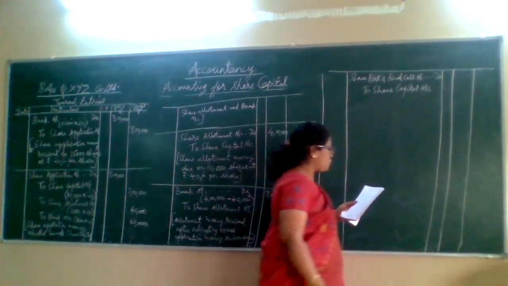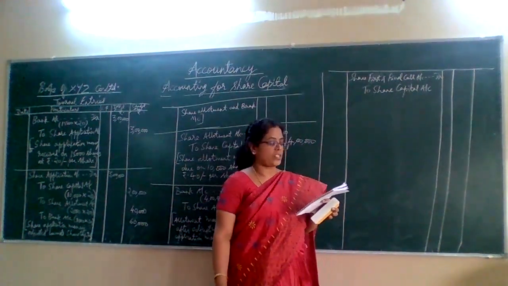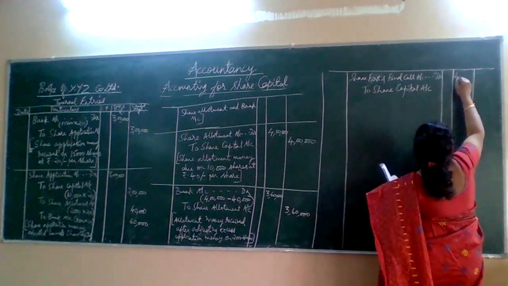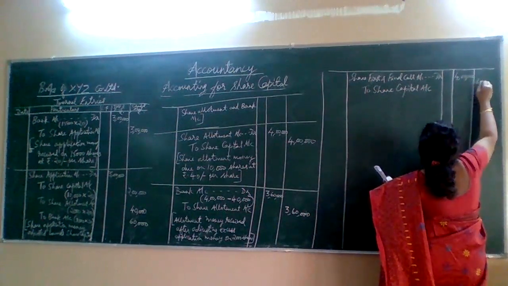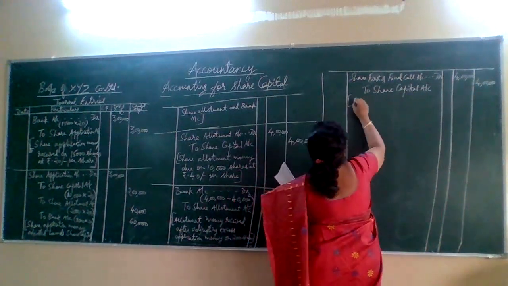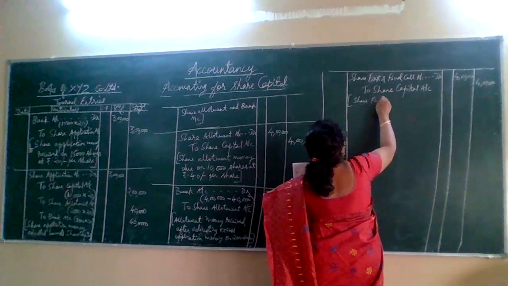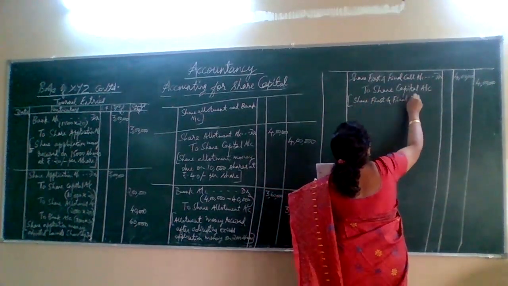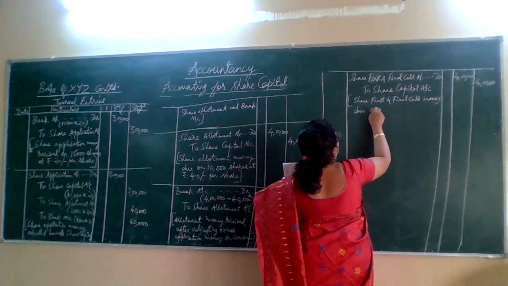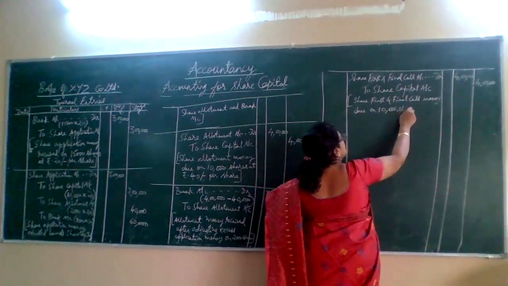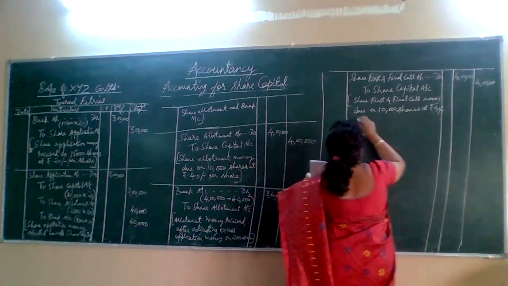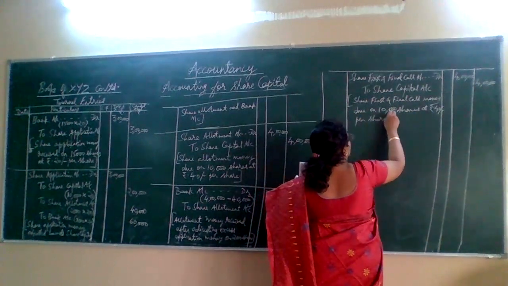So how many shares? 10,000 shares. The first and final call money is rupees 40 per share. So 10,000 into 40 gives you 4 lakhs. Narration: to share first and final call money due on 10,000 shares at rupees 40 per share.